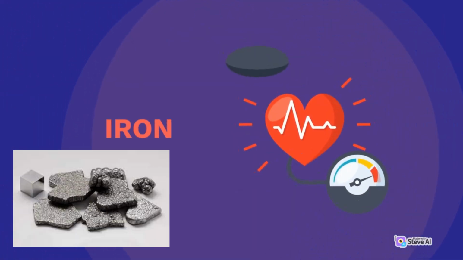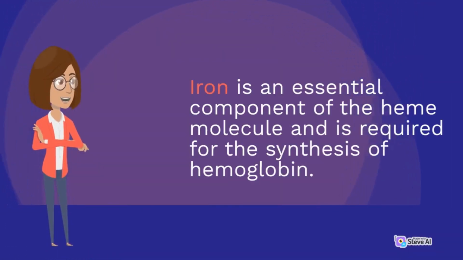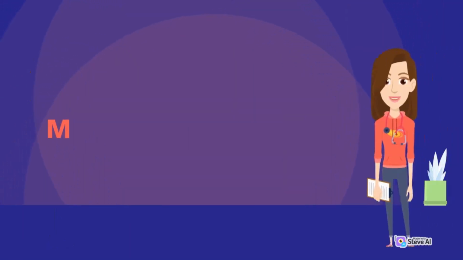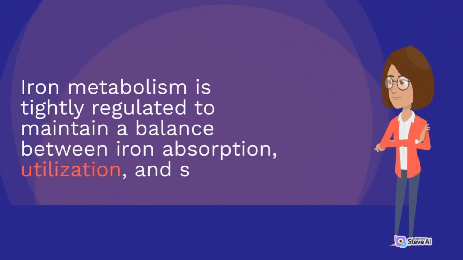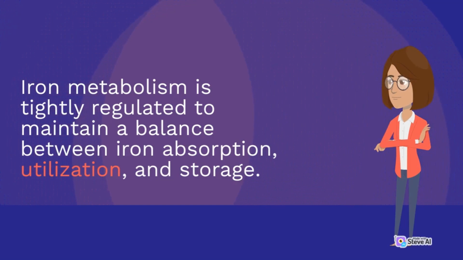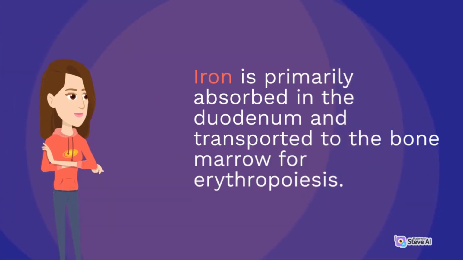Iron. Iron is an essential component of the heme molecule and is required for the synthesis of hemoglobin. Metabolism. Iron metabolism is tightly regulated to maintain a balance between iron absorption, utilization, and storage. Iron is primarily absorbed in the duodenum and transported to the bone marrow for erythropoiesis.